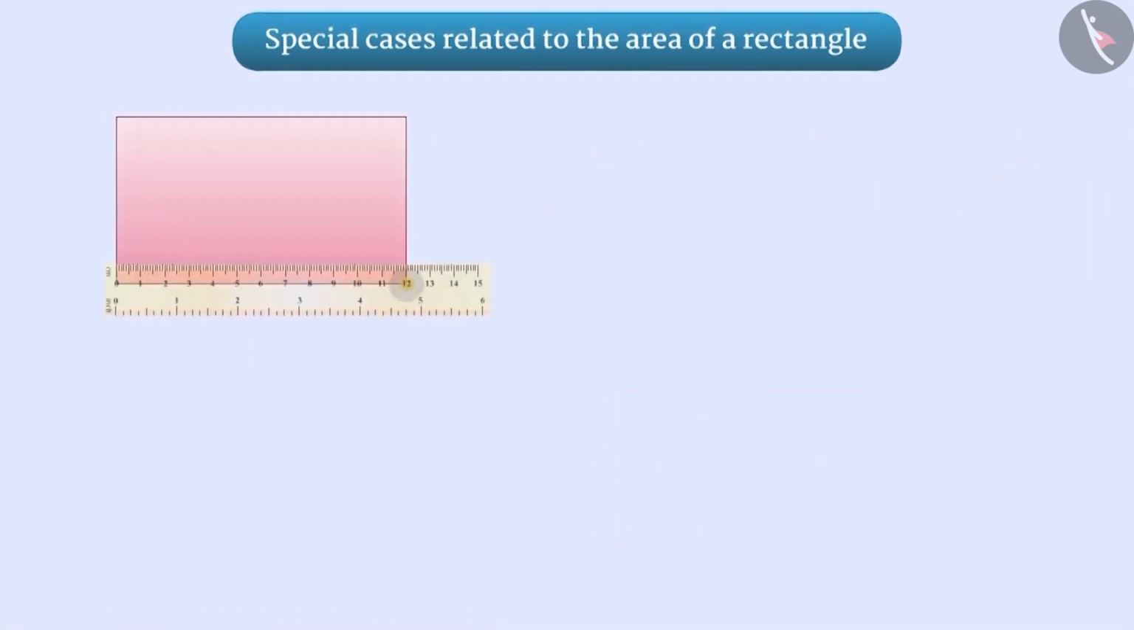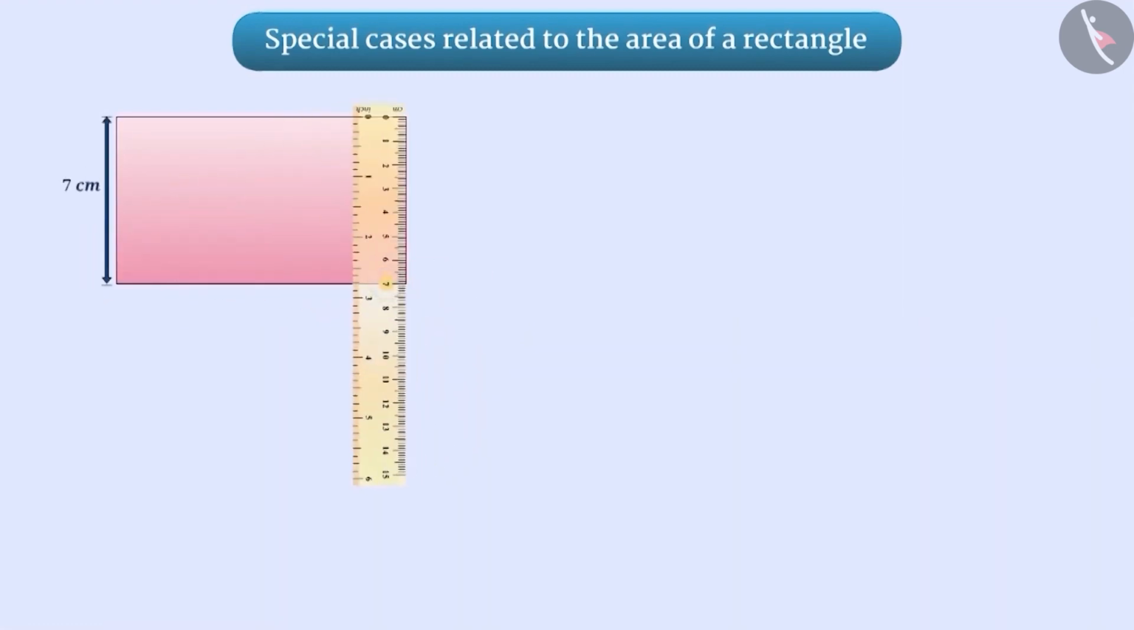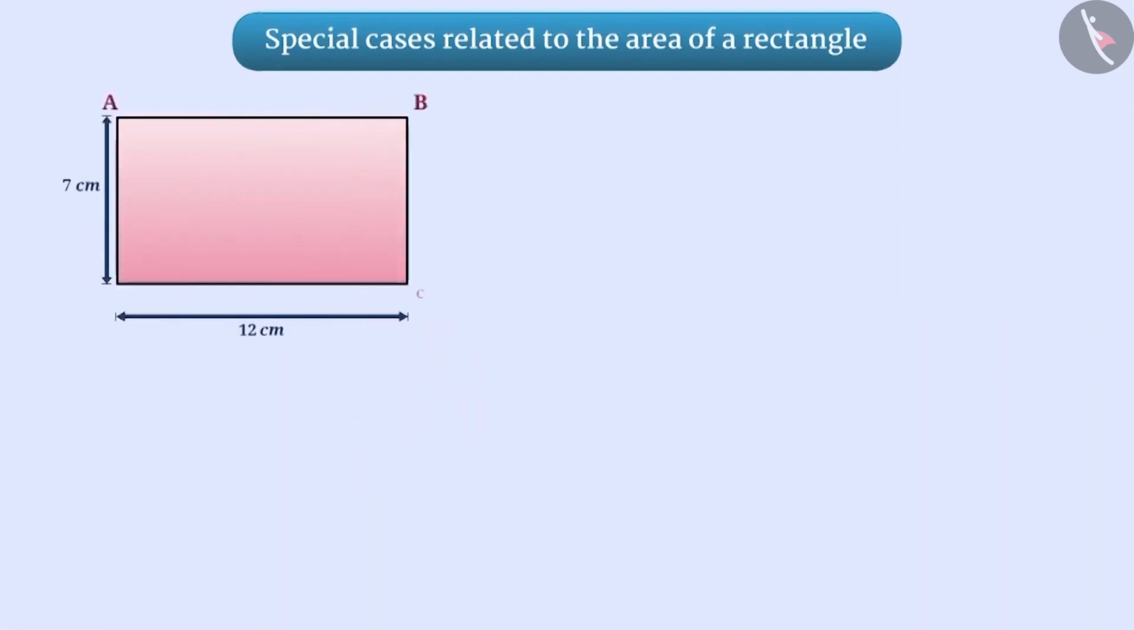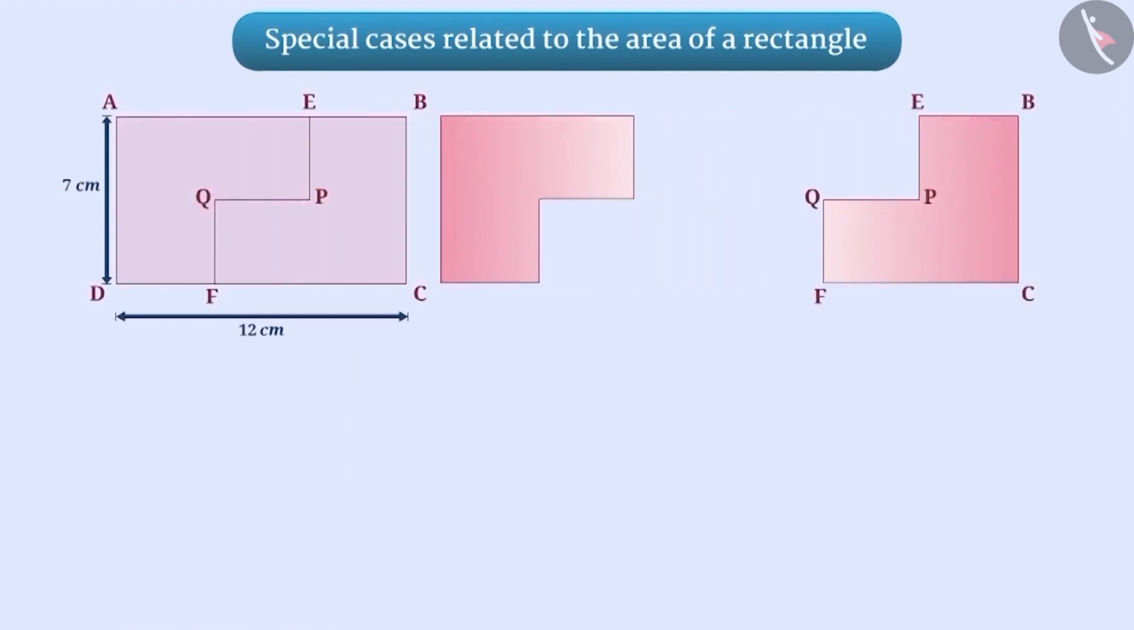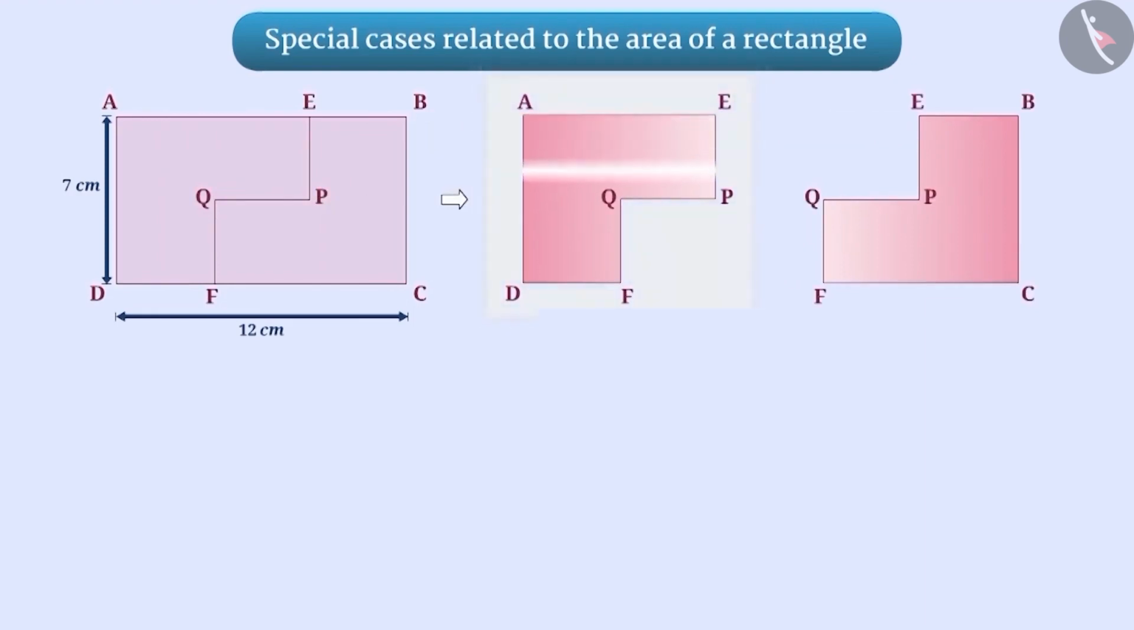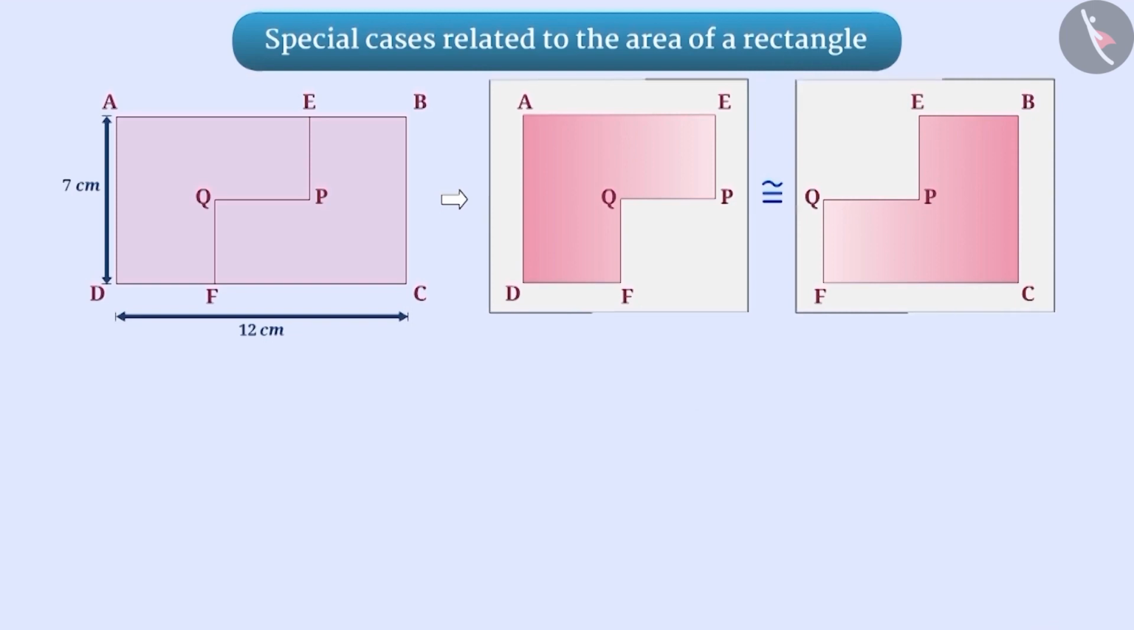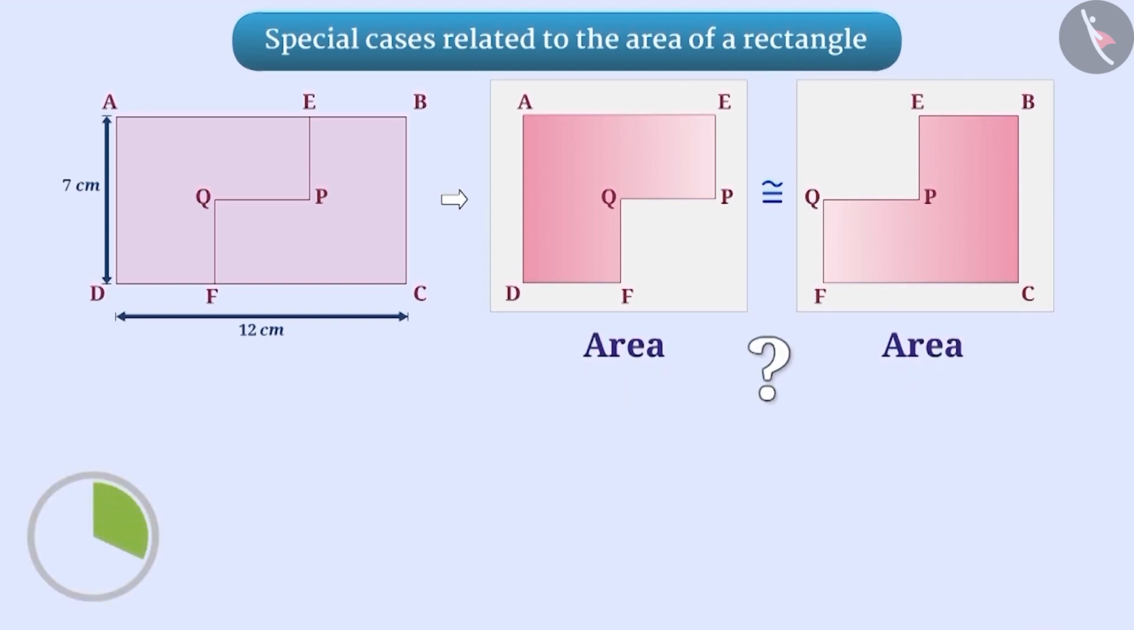Similarly, a rectangle ABCD of breadth 7 cm and length 12 cm is divided into 2 parts as shown in the figure. Here, AEPQFD is congruent to CFQPEB. Can you tell me what will be the area of each part? Think for a while. Your answer is absolutely correct.